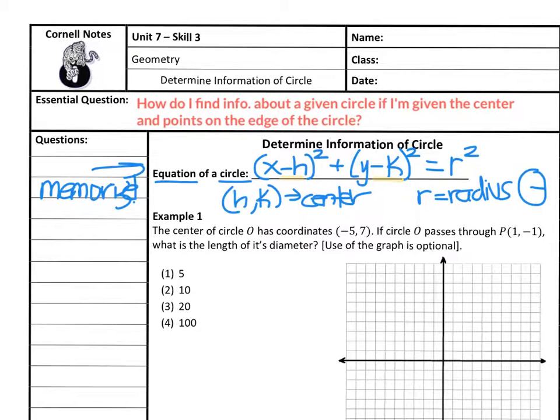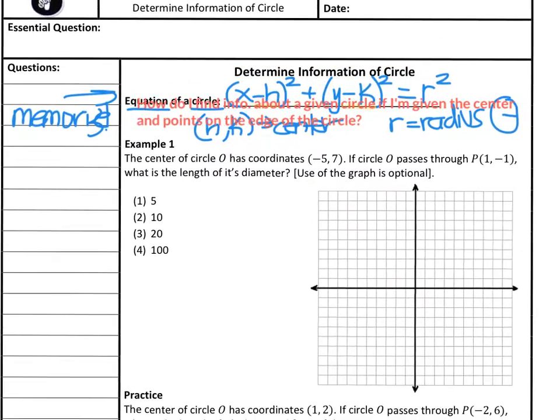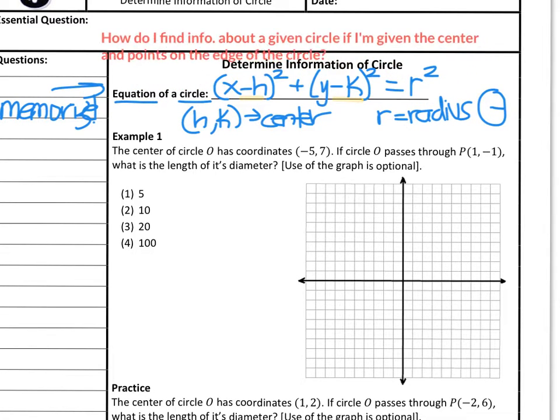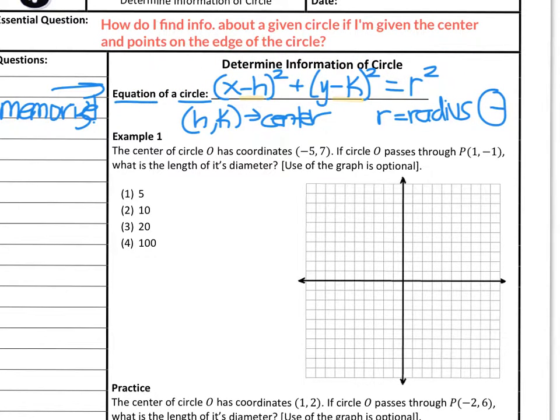All right, so let's jump into an example and see what we can do given the center and points on the circle. We're going to do this graphically, so sometimes the question won't give you graph paper. You just have to pull out a piece of graph paper, which there always is extra, and graph the points and figure out what's going on and then find what you need to find.